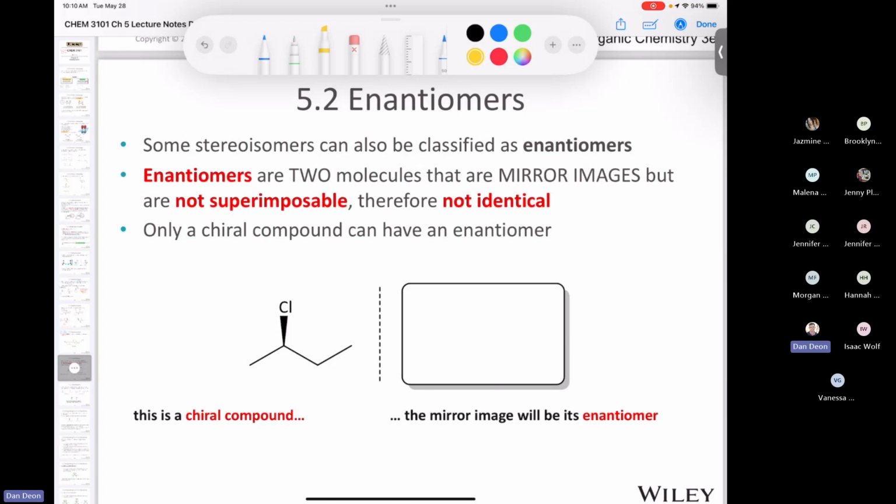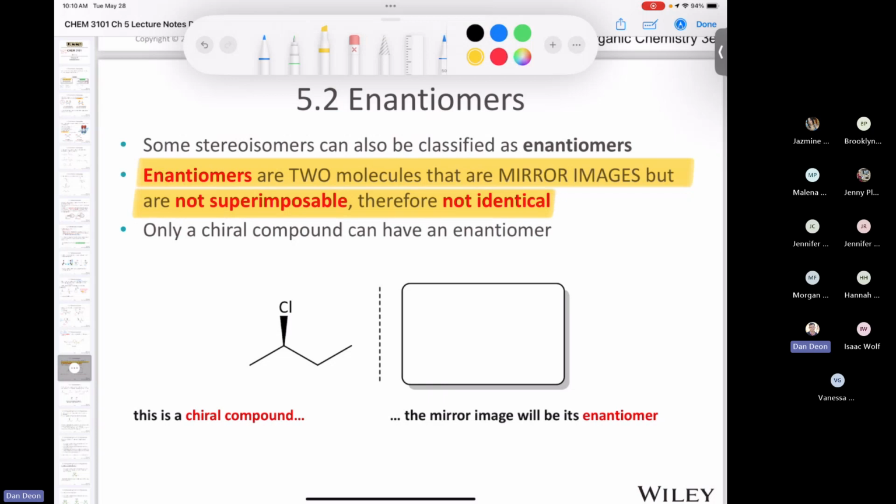And enantiomers have a definition. Okay, so let's go over the definition. Some stereoisomers can be classified as enantiomers. Enantiomers are 2 molecules that are mirror images but are not superimposable and therefore not identical. So the 2 human hands, those would be considered enantiomers, right? Because they're mirror images, but they're not superimposable.